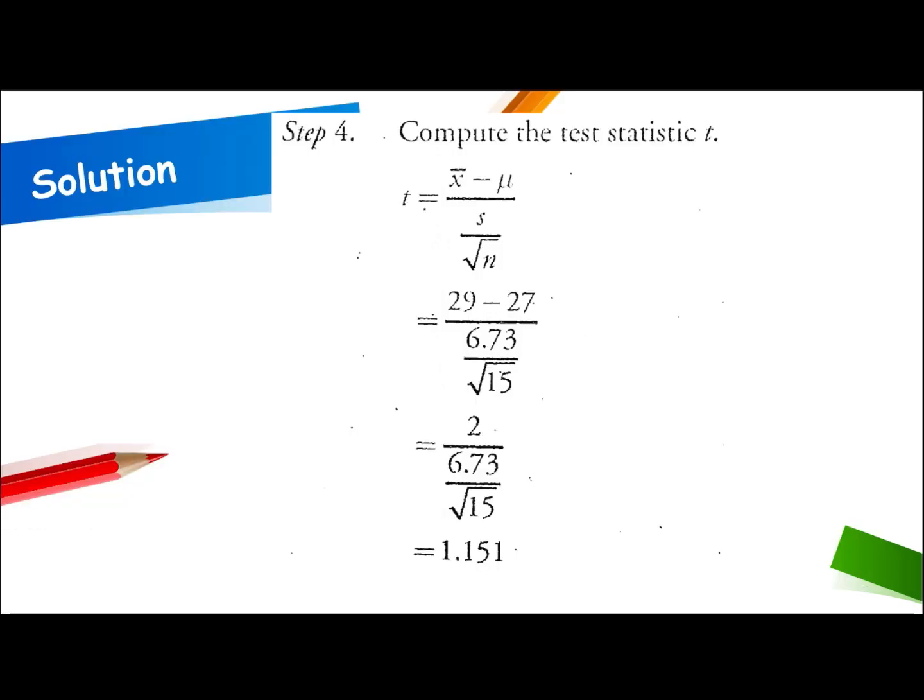Now, for step 4, we are now ready to compute the test statistic t. Using the formula, t is equal to the sample mean minus mu over s divided by the square root of n. Replacing the sample mean, 29 minus the mu, 27, over 6.73 divided by the square root of 15. That is now equal to 2 over 6.73 divided by the square root of 15, which is equal now to 1.151, and that is now the value of t.